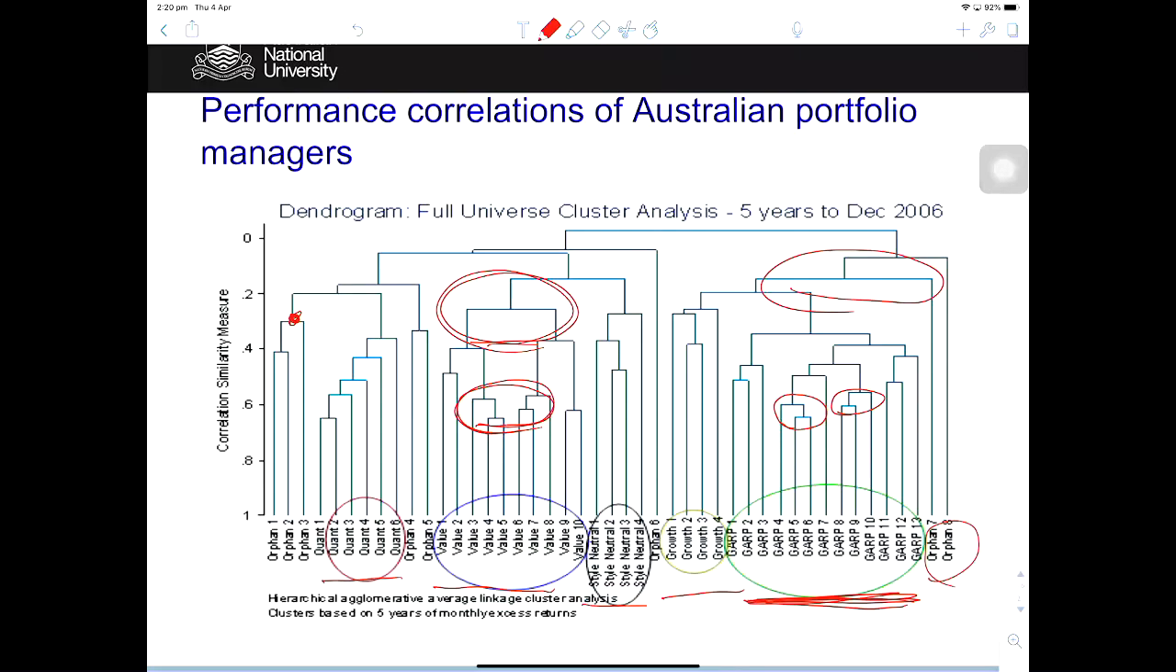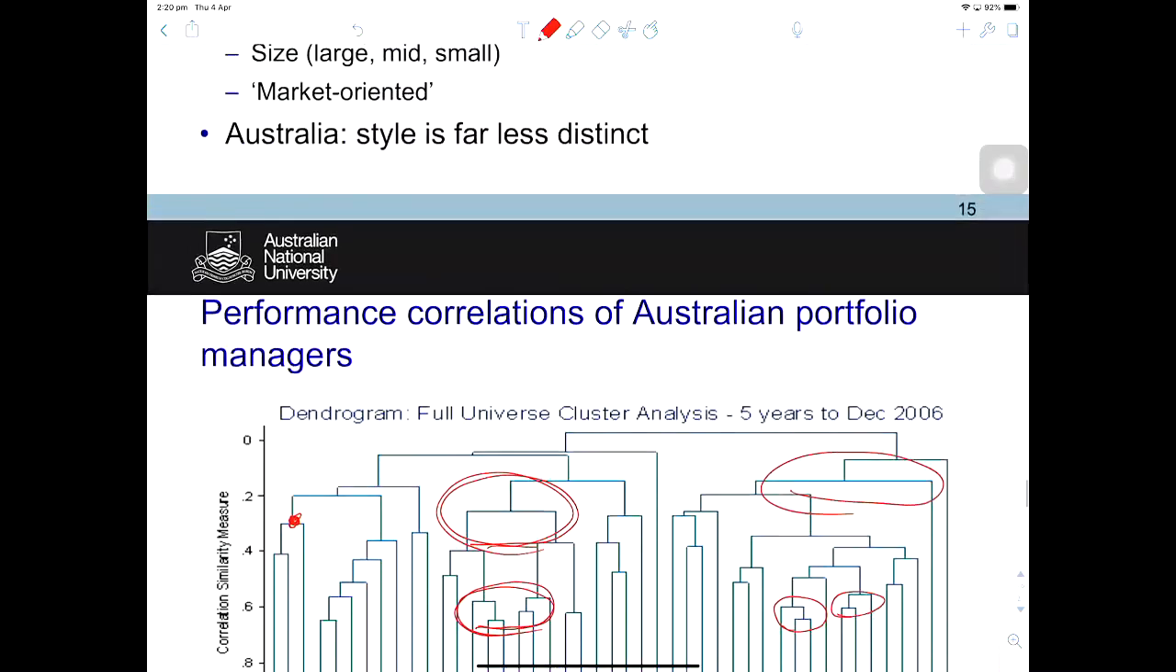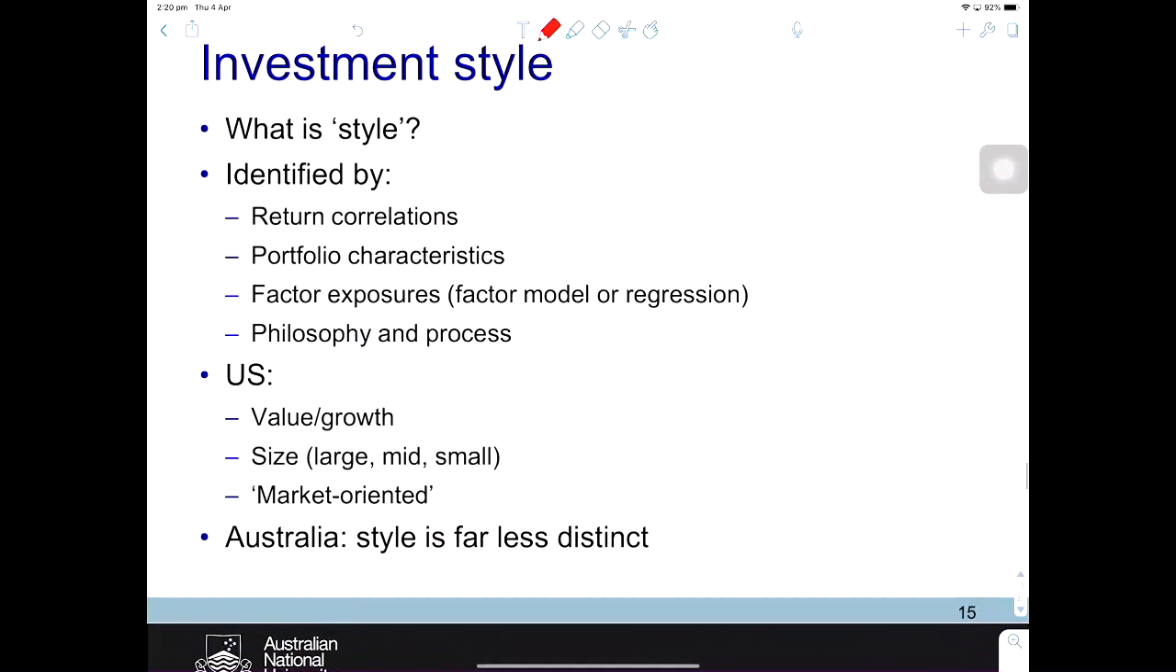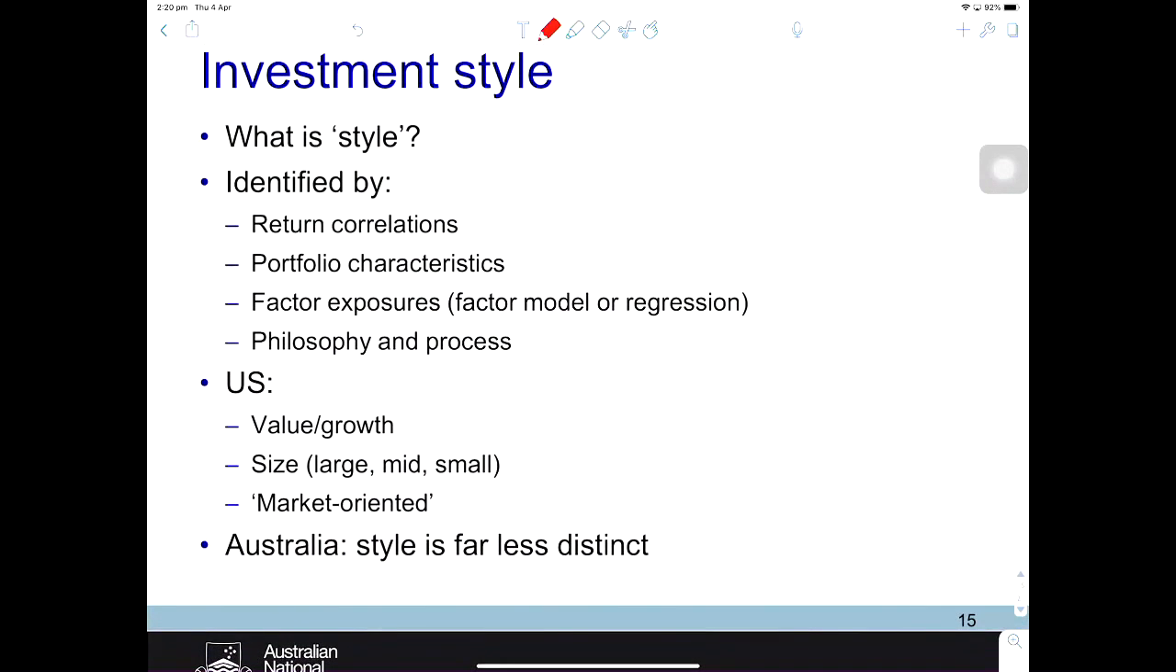So that means even though they claim to be this relative pricing of growth stocks, they have very distinct investment process. That's the case for Australian equity managers. Actually, in the US, if you run a similar study, you will find the performance of managers of the same style are going to correlate to a much greater degree than the Australian managers.